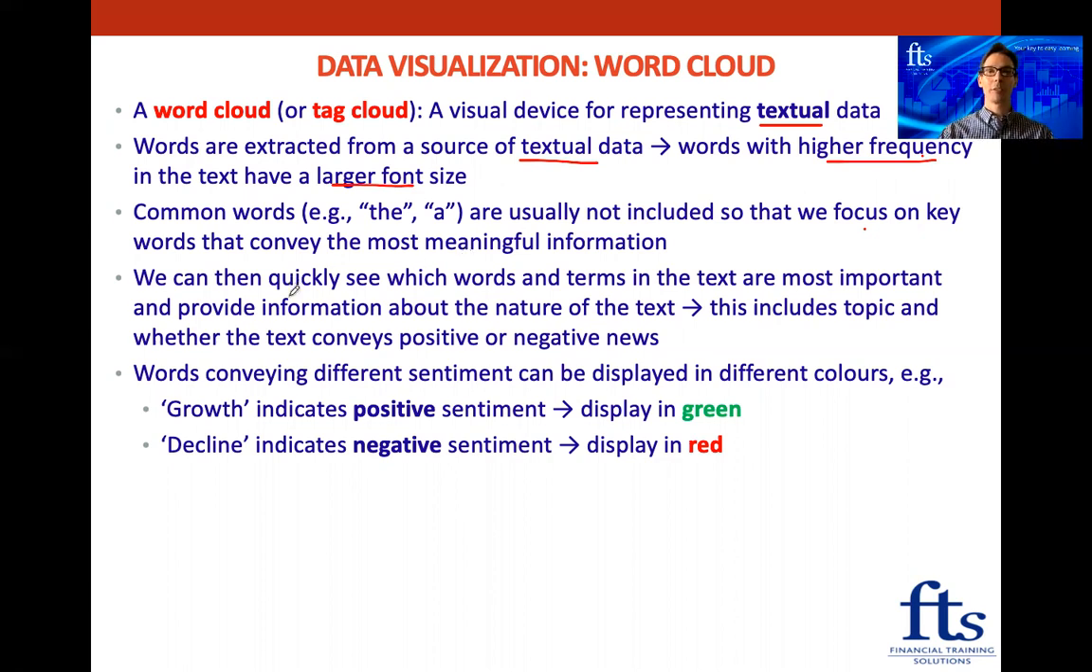What's great about having different font sizes is that we can quickly see which words in the text are the most important ones and give us information about the nature of the text. This includes the topic and whether the text conveys positive or negative news. We can distinguish between positive and negative news by using colors. Words conveying different sentiment can be displayed in different colors. For example, growth is positive, so we can put that in green, and decline is negative, so we can put that in red. Or maybe we could put profit in green and loss in red.